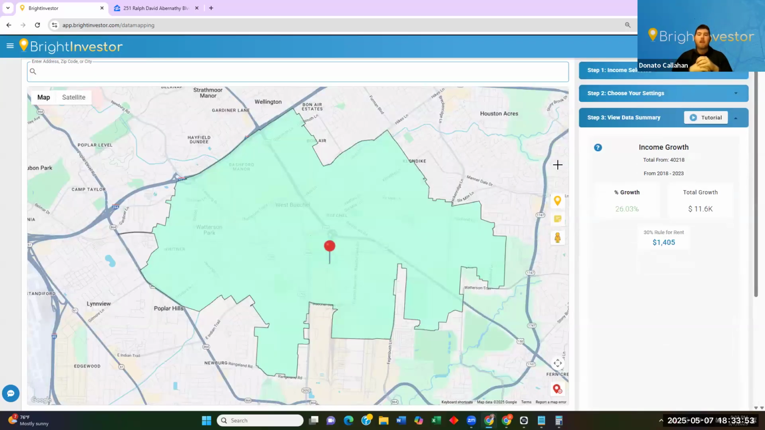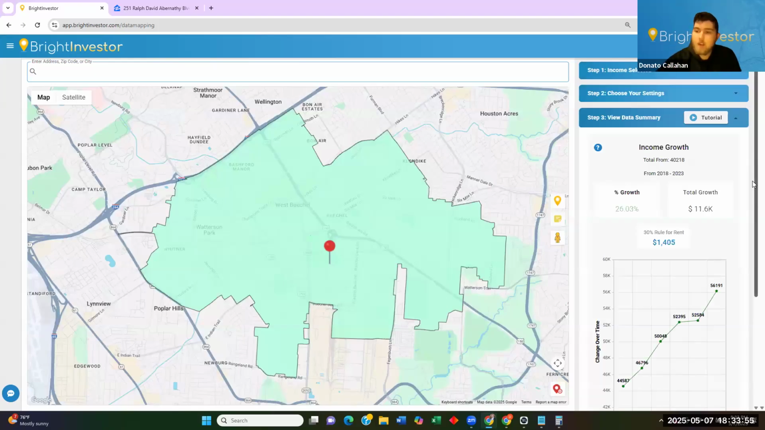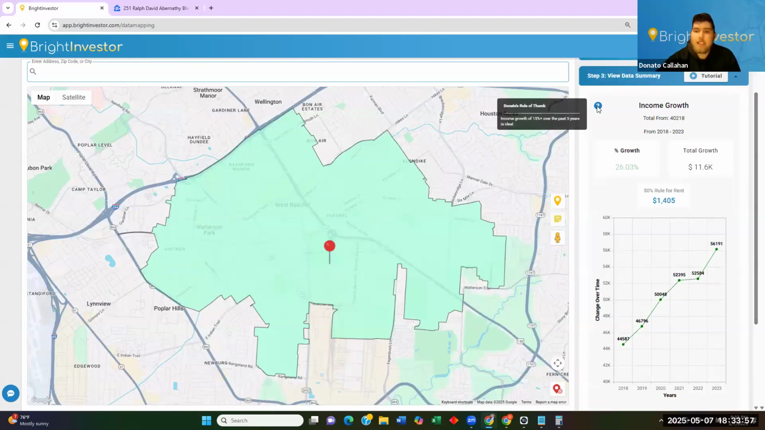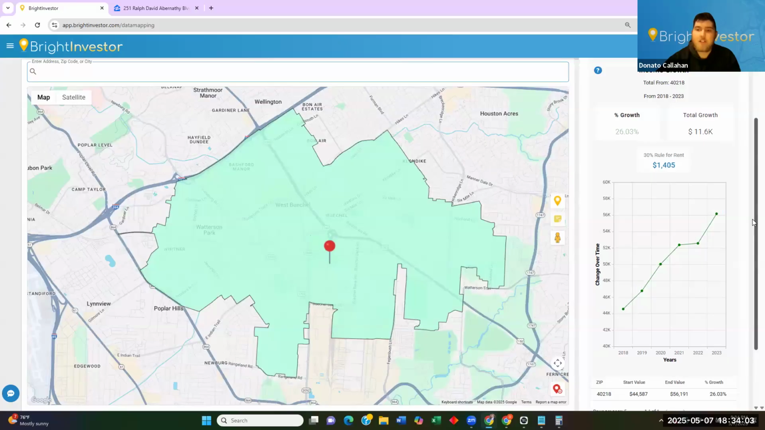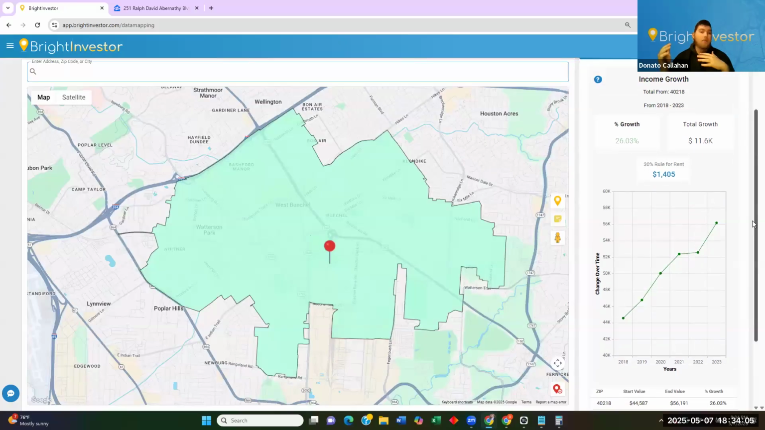So I want to see over 15%. We like to see at least 15% over 5 years, and we're at over 26%. Incomes are going up much faster. And when incomes are going up, you have a cycling of demographics: higher income people moving in, lower income people moving out. Home prices here have gone from $70,000 to $250,000, and people are moving away to cheaper areas. So when you see this, it's a telltale sign of gentrification.